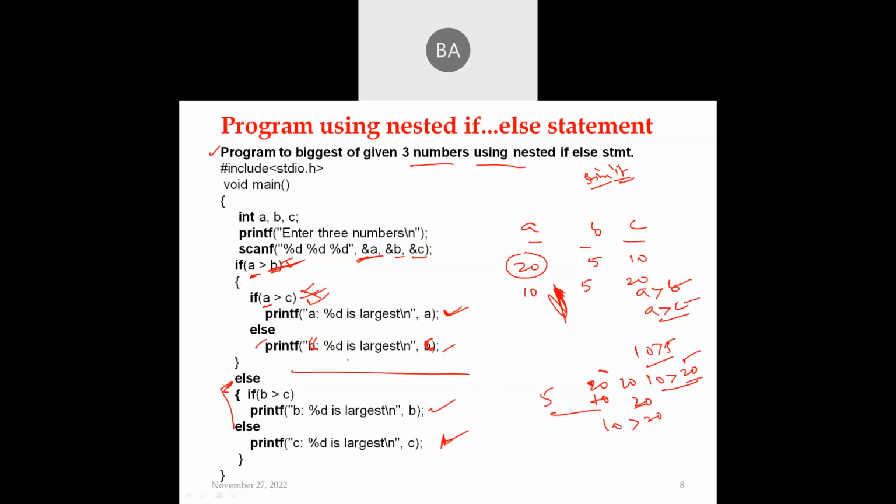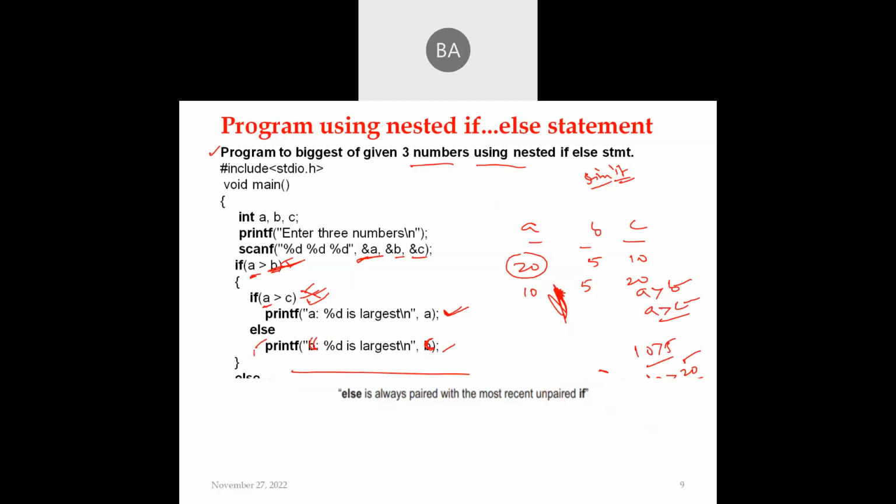Fine. So this is the nested if else logic we are using to solve this biggest of three numbers problem. Fine. So how it will be executing, you also understood that.